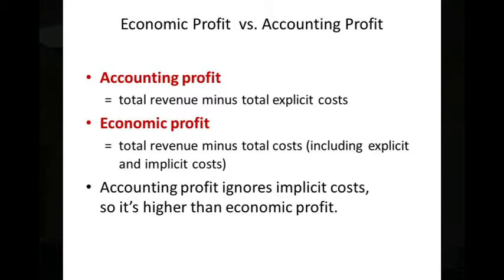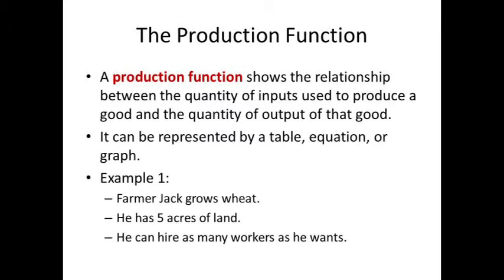Accounting profit, as we know, is the total revenue minus the total explicit costs. If input costs are greater than 0, accounting profit will always exceed the economic profit. So we talk about production and marginal production. The relationship between the quantity of inputs used to make a good and the quantity of the output of that good. So the definition for production function is the relationship between the quantity of the inputs and the quantity of the outputs of that good.